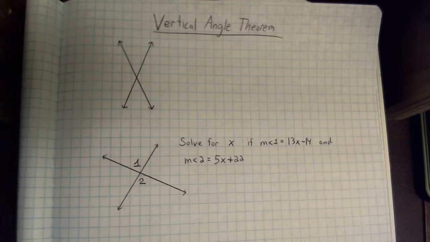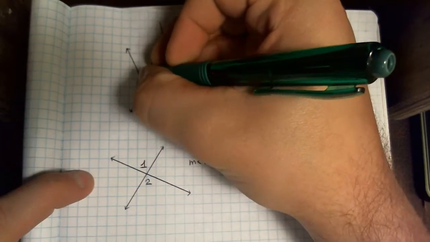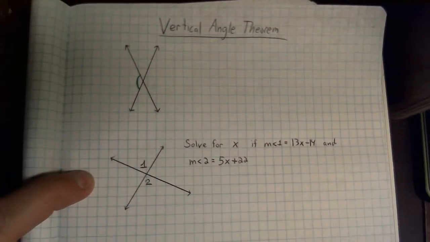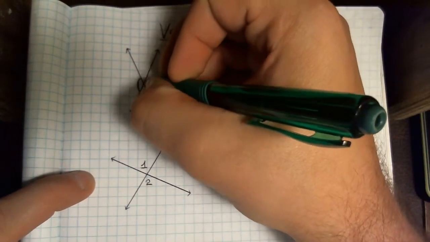Okay, first of all, we need to know what vertical angles even are. And if you check out the definitions page or the vocabulary page, it'll tell you that vertical angles are angles that are non-adjacent when we have intersecting lines. Okay, so what that really means is that they're across from each other. They're not directly next to each other. So for example, if I look at this angle right here, the angle that's non-adjacent to it, or in other words across from it, would be this angle over here.